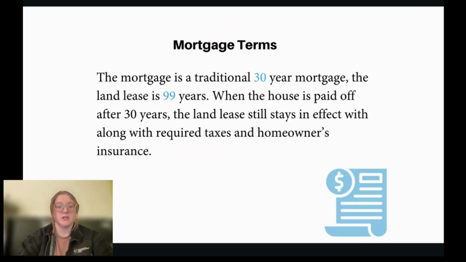So, mortgage terms. The mortgage term is still a traditional 30-year mortgage, but the land lease, a separate entity, is 99 years. When the house is paid off after the 30 years, the land lease still stays in effect with the required taxes and homeowners insurance. Our land lease comes out to about $30 a month. The required taxes and homeowners insurance shouldn't be too terrible either. So we're still not breaking the bank. It's just essentially a replacement for property taxes.